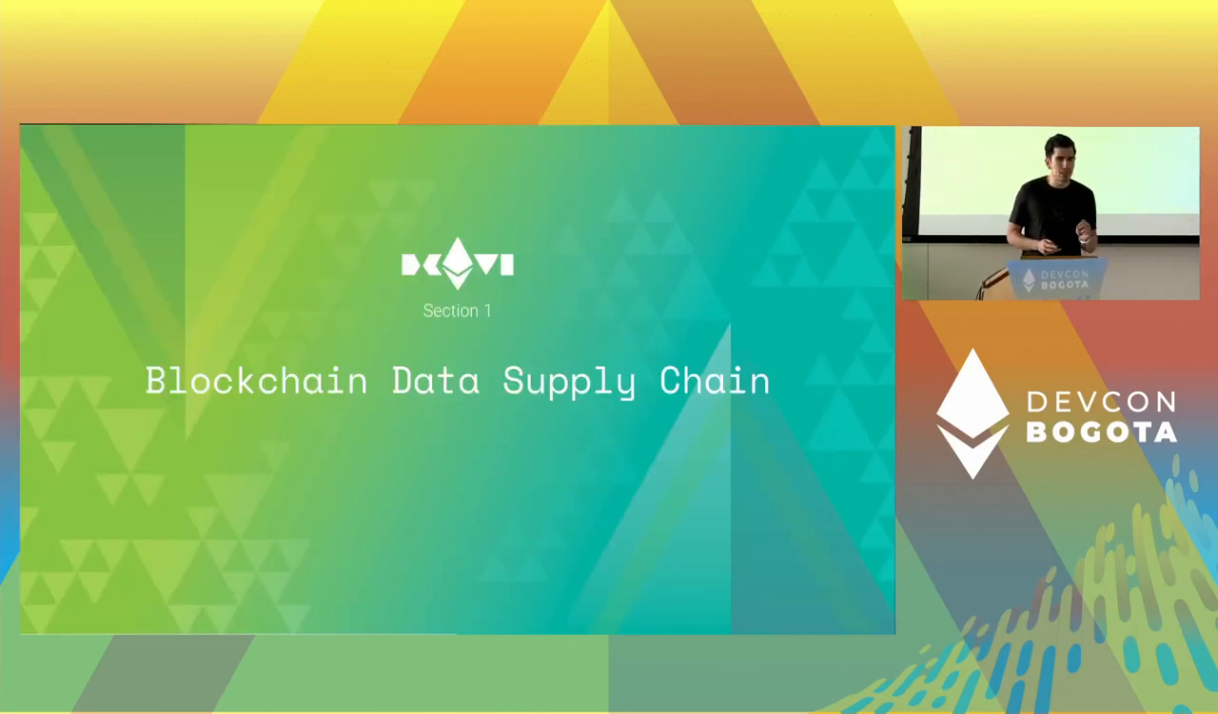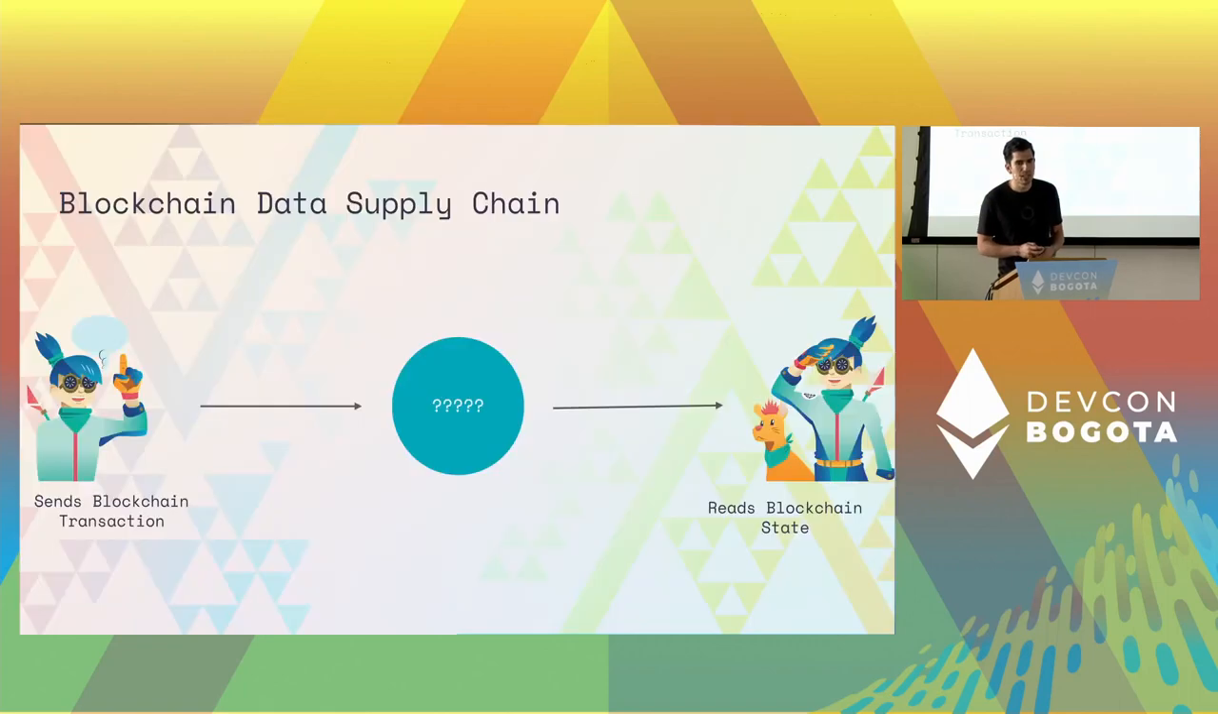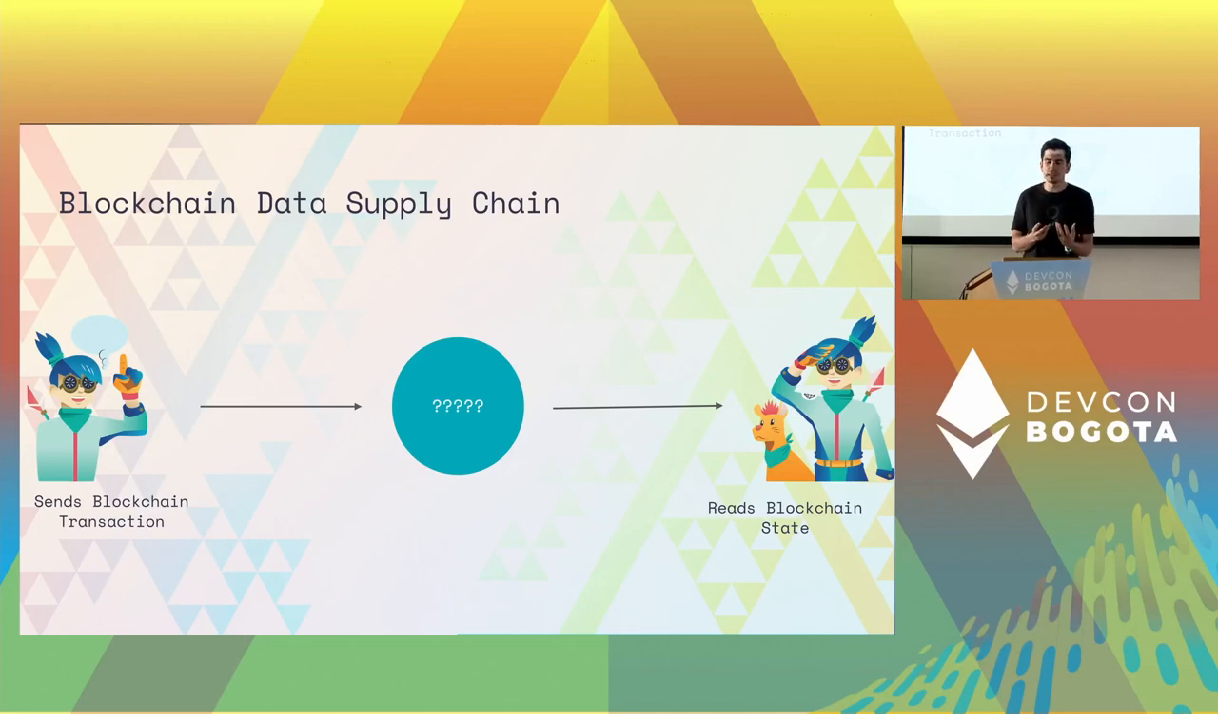So before we get into that, first things first: what do we mean when we say the blockchain data supply chain? Simply put, it's everything that happens between you as a user sending a transaction to modify the state of the blockchain and another user reading that modified state based on the transaction that you sent.